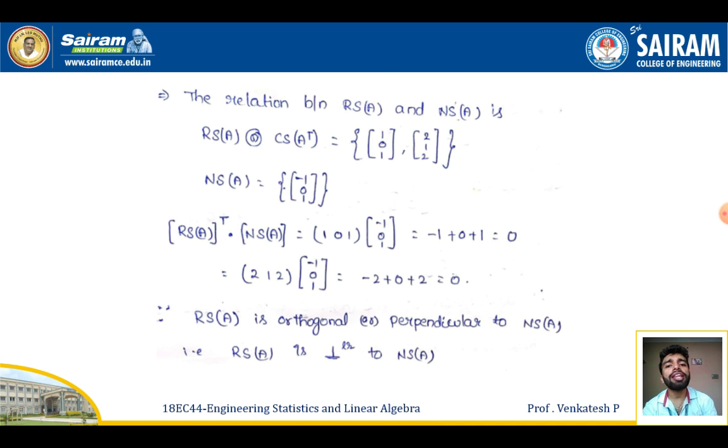The next one is to find the relationship between the row space of A and the null space of A. So the row space of A will be equal to what? The column space of A transpose, which will be equal to 1, 0, 1 and 2, 1, 2, and the null space of A is given by minus 1, 0, 1. I'm going to multiply one vector with the null space of A vector. I'll be getting 1, 0, 1 with minus 1, 0, 1. The answer will be 0. Again with one more vector, 2, 1, 2 with minus 1, 0, 1, I'll be getting minus 2 plus 2, which is 0. So similarly here also I can conclude that the row space of A will be orthogonal to the null space of the A matrix.